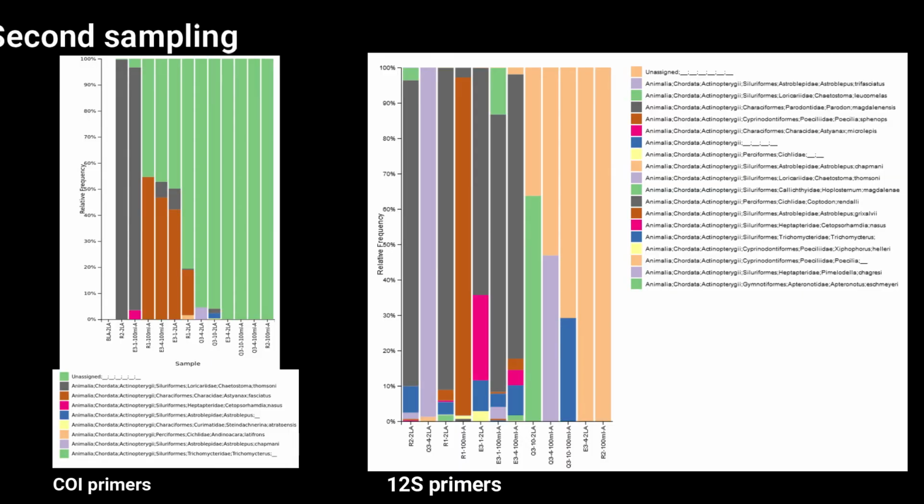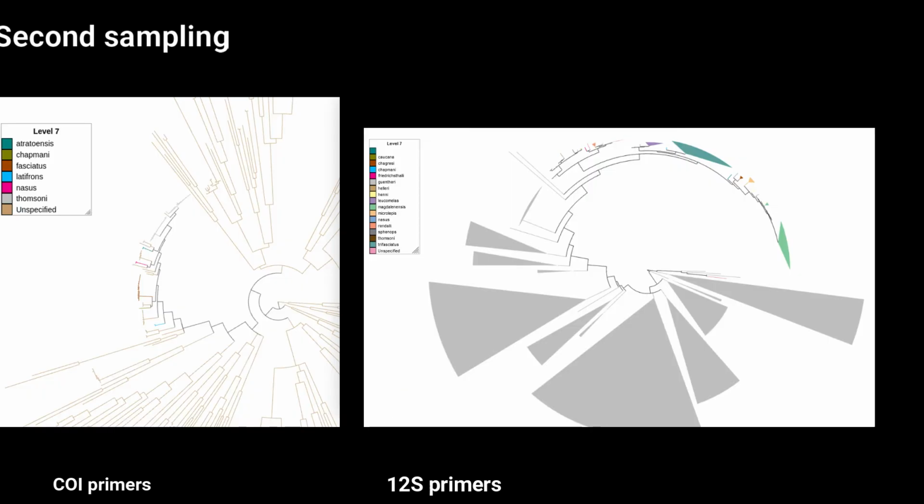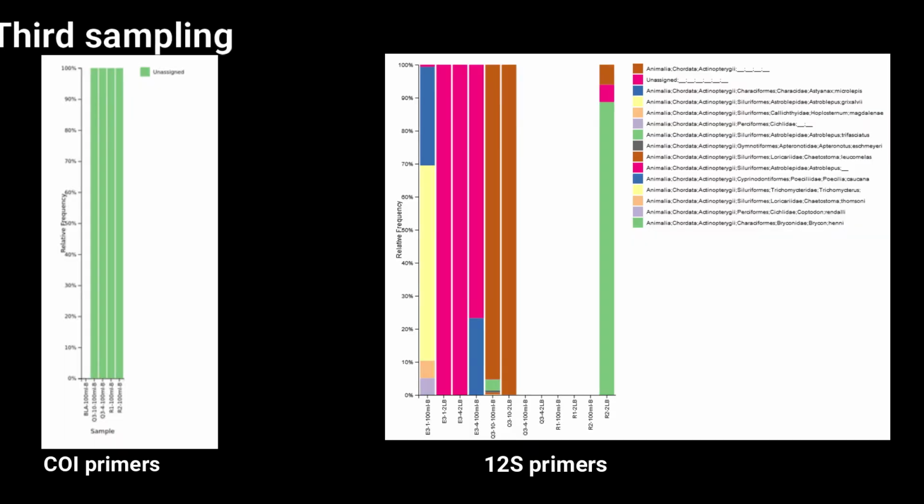For the second sampling, we started to take 2 samples of 2 liters. With the COI primers a species was detected, and again there were some samples that didn't amplify at all. The 12S primers had a better performance again, and the situation with the phylogenies was very similar to that seen before. In the last sampling, the COI primers had the worst performance that we've seen, finding no species, while the 12S primers did find 12 fish species.